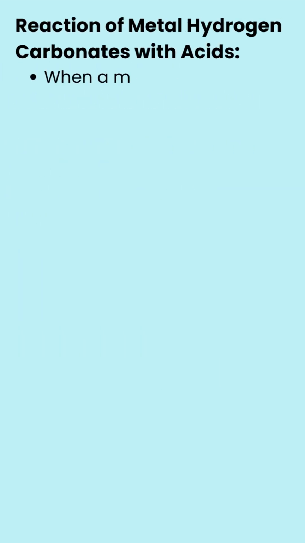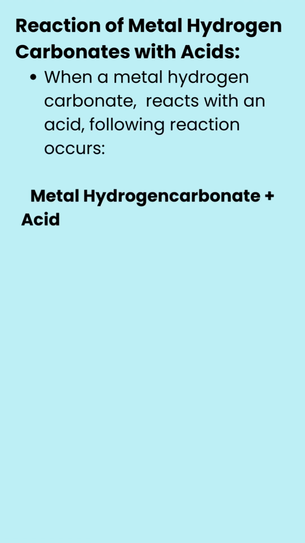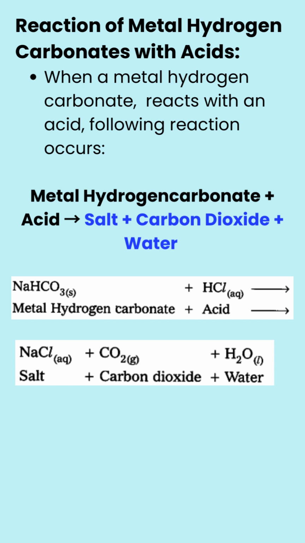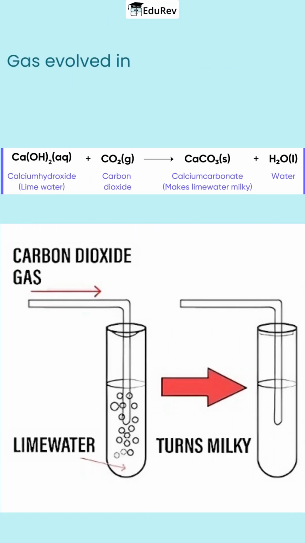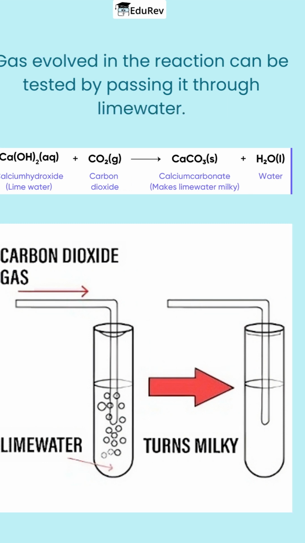Reaction of metal hydrogen carbonates with acids. When a metal hydrogen carbonate, such as sodium hydrogen carbonate, reacts with an acid, the reaction is similar to that of metal carbonates. Metal hydrogen carbonate plus acid gives salt, carbon dioxide, and water. For instance, if you add hydrochloric acid to sodium hydrogen carbonate, the reaction produces sodium chloride, carbon dioxide, and water. The carbon dioxide gas formed in the reaction can be identified by its effervescence or by passing it through lime water, which causes the formation of a white precipitate of calcium carbonate.